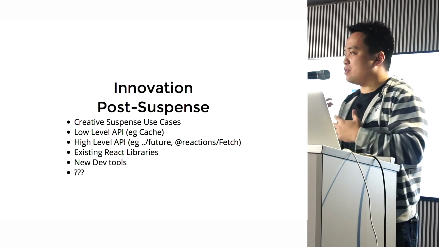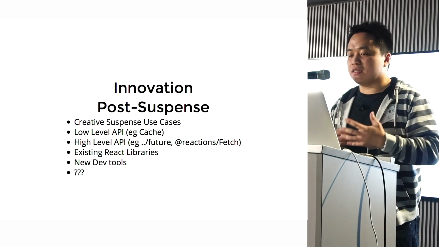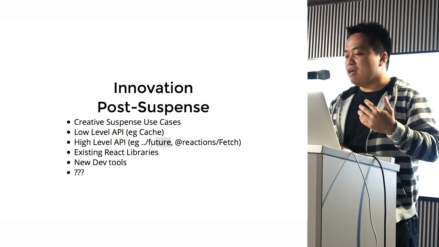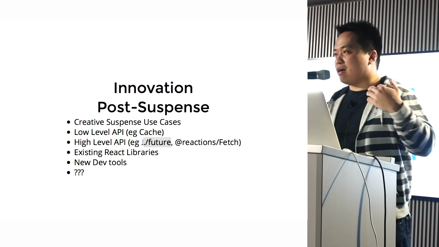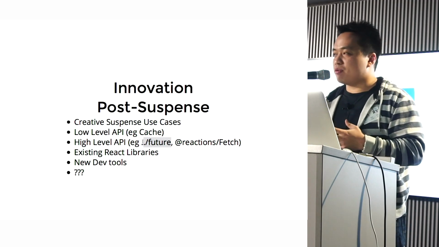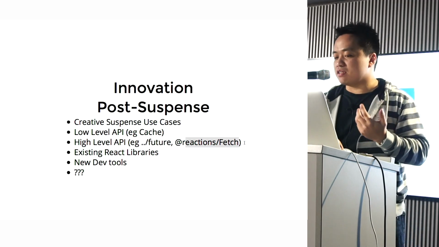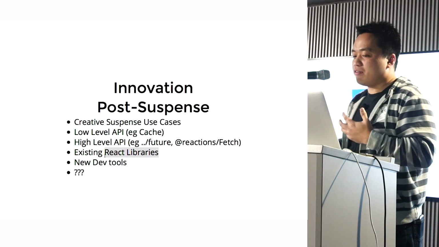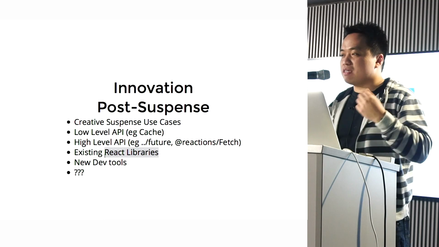So everyone's going to want to come up with different ways to solve this. High-level APIs, is this the right way to do things? The future implementation is just the first one. Brian Florence has already come out with what he thinks is an interesting way to approach the high-level APIs, so check out reactions/fetch. And then what are the impacts on existing React libraries? Like, what does it do to React Router? What does it do to React?